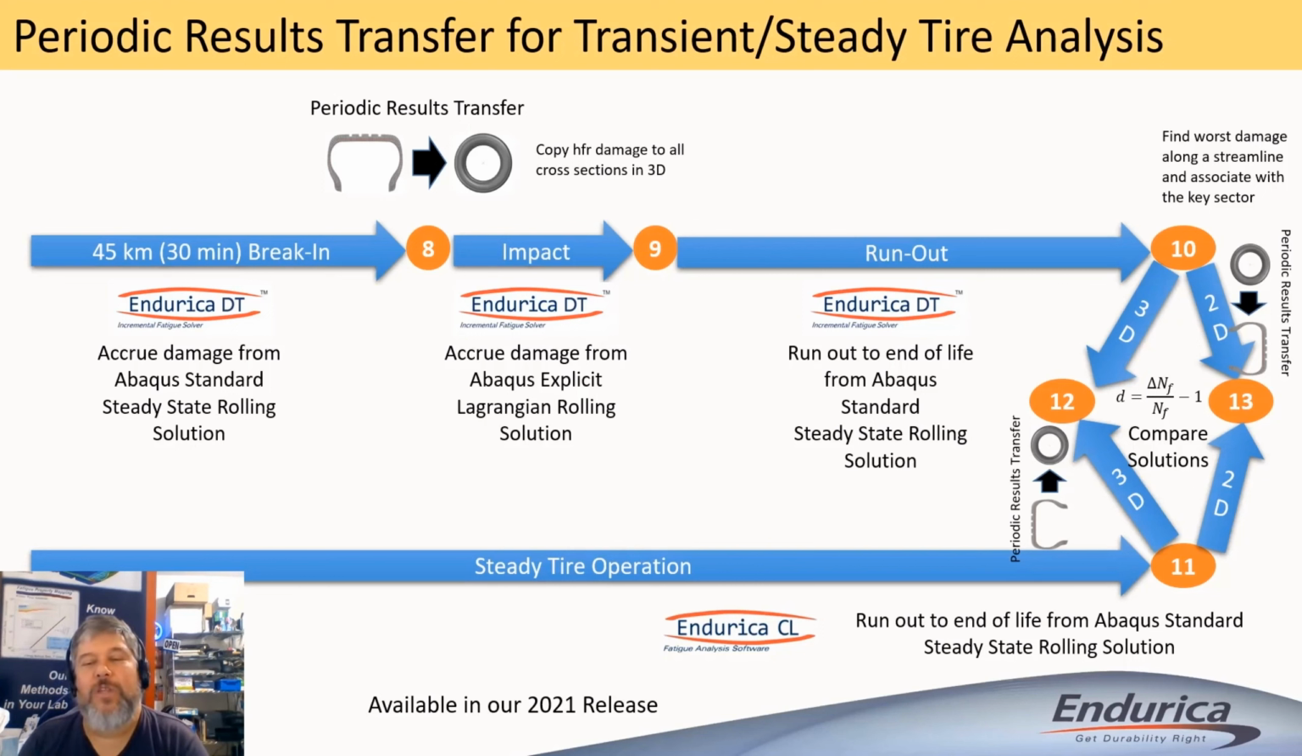And what we can do is look at the difference between these two solutions as a way to measure the effect of the impact on the fatigue life. So we're going to compute a parameter D, which is basically the percentage difference, right? How much shorter does the life get because of the impact?